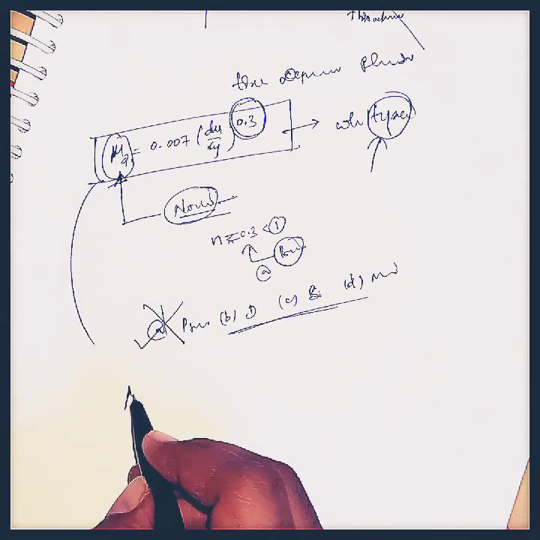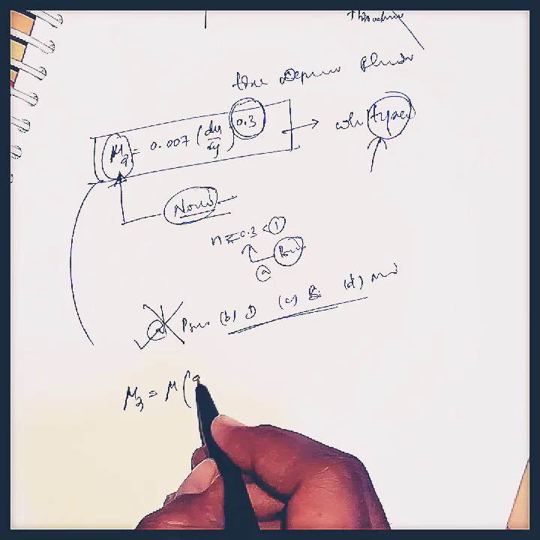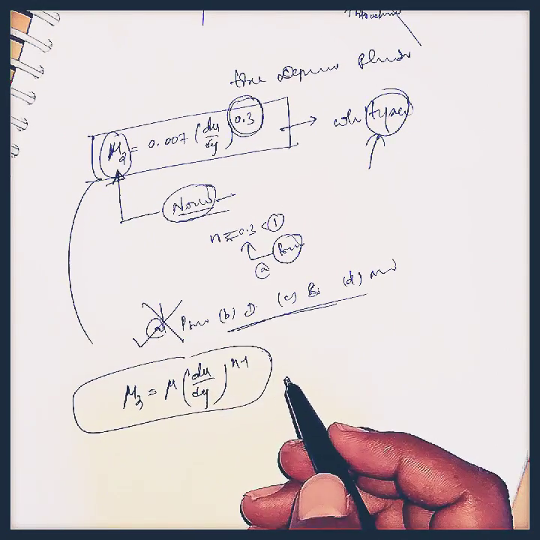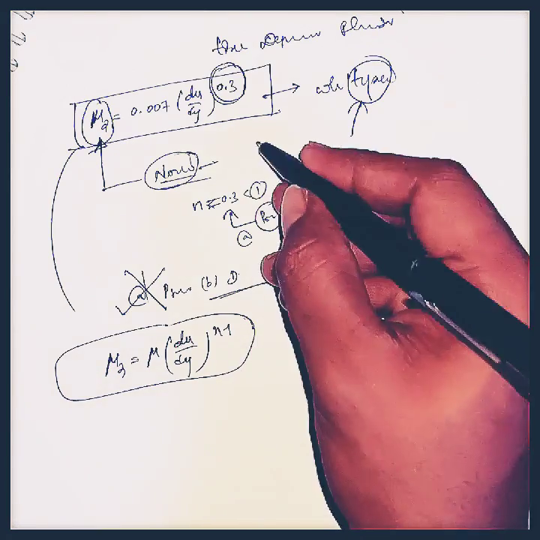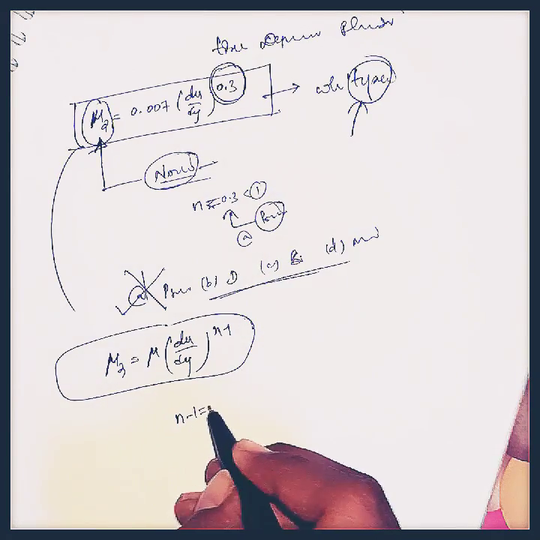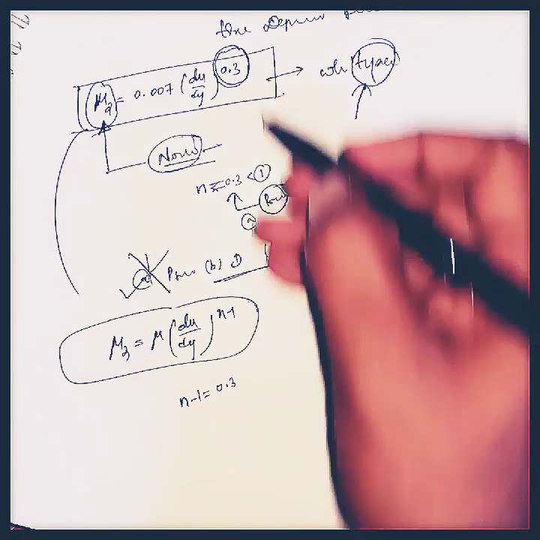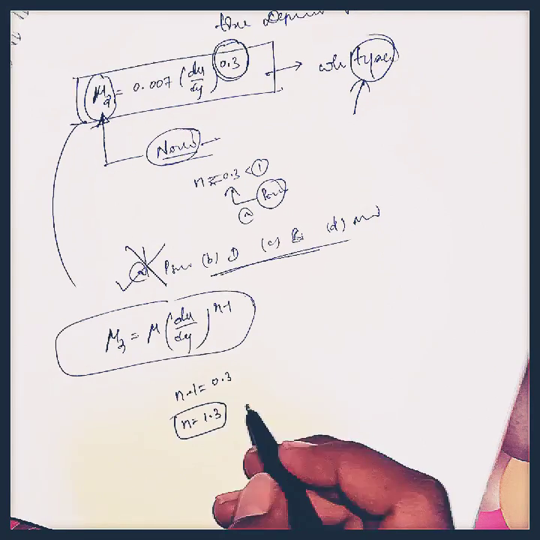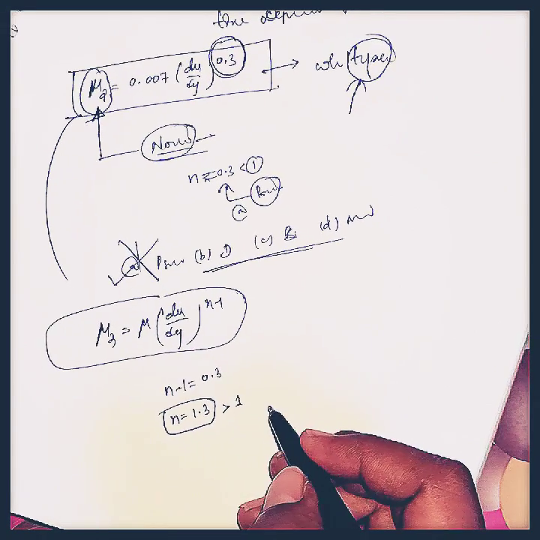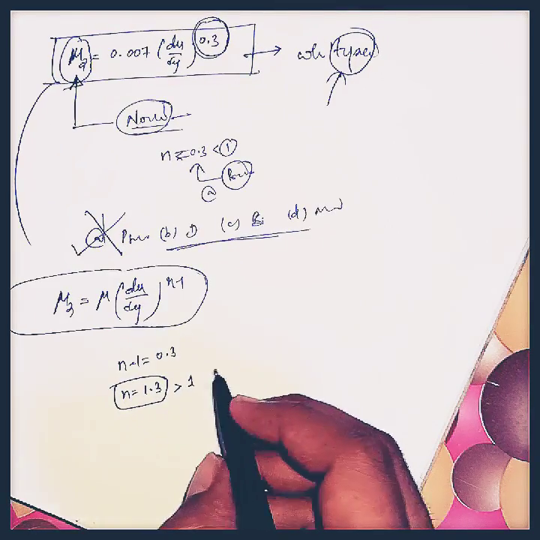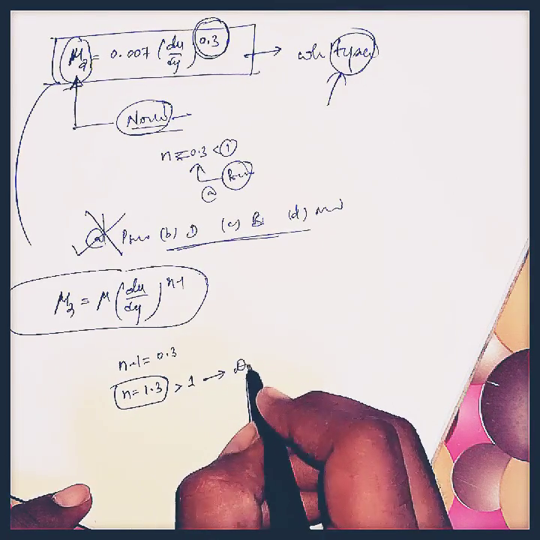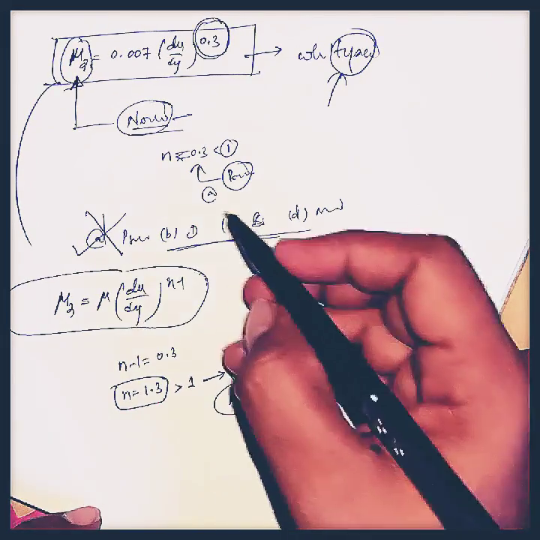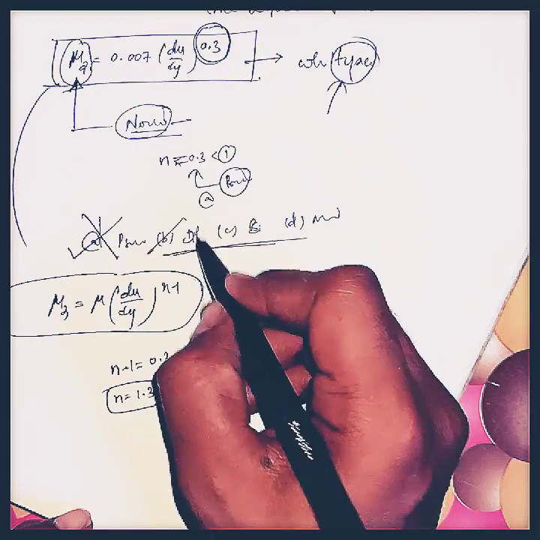Why? The apparent viscosity mu A equals mu into du by dy whole power of n minus 1. Equate these two equations: n minus 1 equals 0.3, whatever he gave in the question, and n equals 1.3. Yes or no? So here n is greater than 1. This greater than 1 means it is a dilatant fluid in the non-Newtonian category. Yes or no? So we should select option B, which is a dilatant fluid.